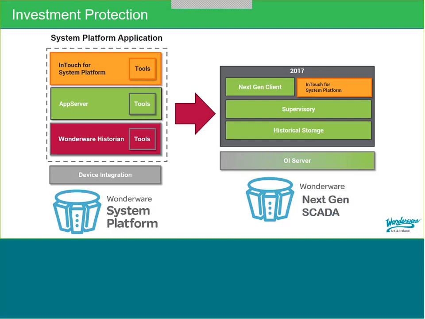So in terms of the product stack, the older environment, 2014 R2, was the one on the left-hand side. You'd have your historian in there, your application server for the brains of it, and then your InTouch system platform. If you migrated and kept it exactly the same, nothing would change. You'd keep InTouch system platform at that top end as the visualization piece, and keep running from there.